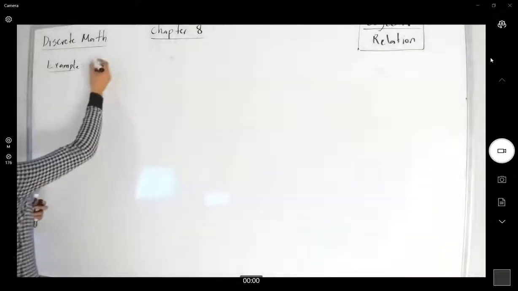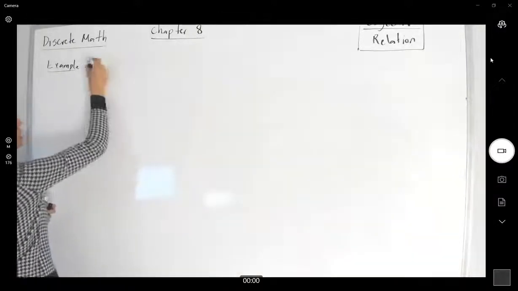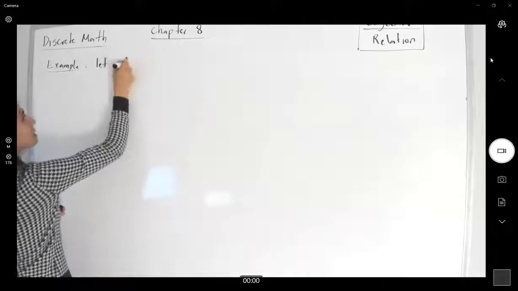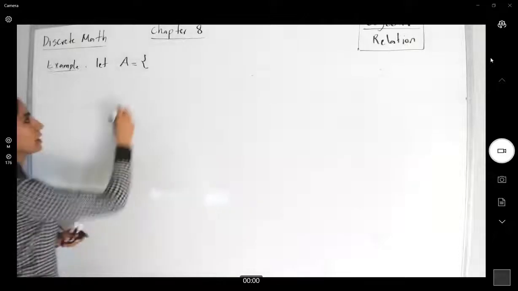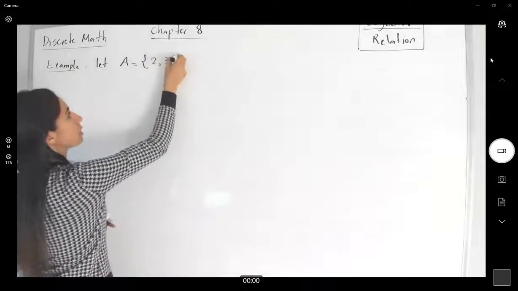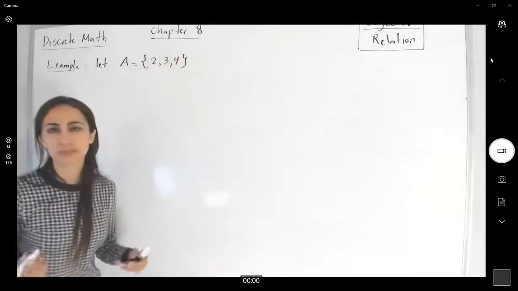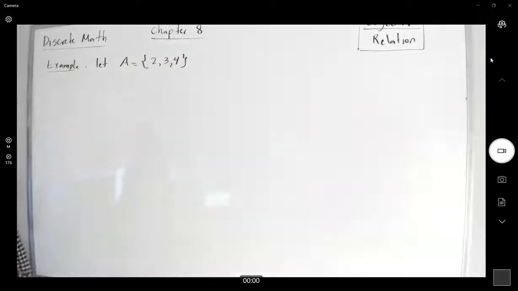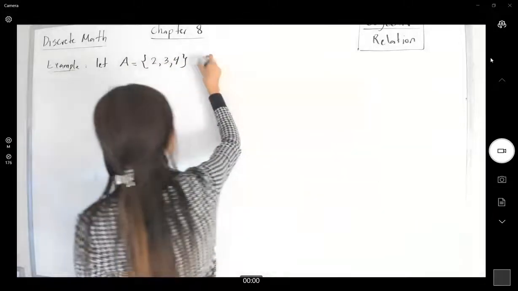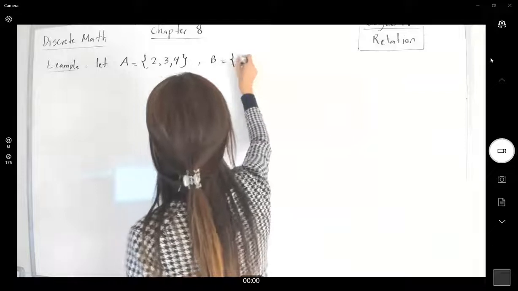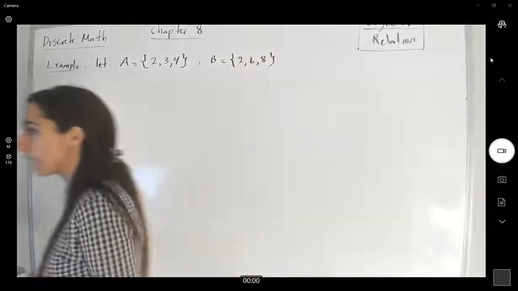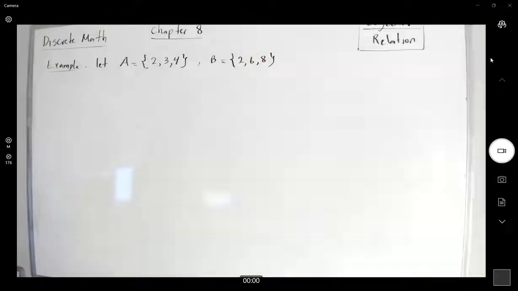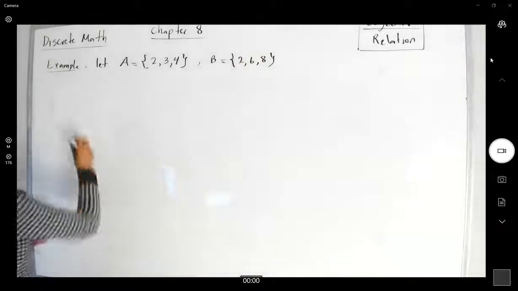So another example for you. Let set A be equal to 2, 3, 4. The cardinality of this set is just 3. And we're going to define another set B, 2, 6, and 8. And we're going to define the relation R this way.